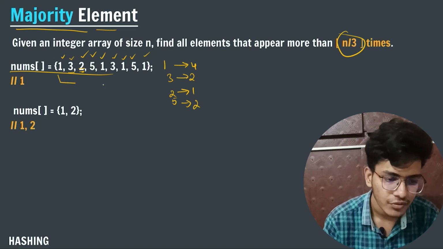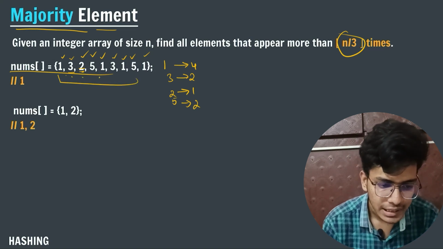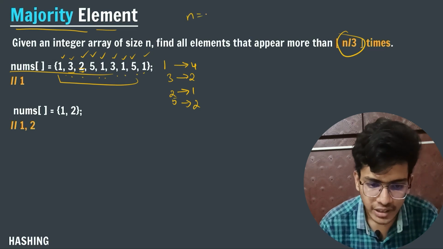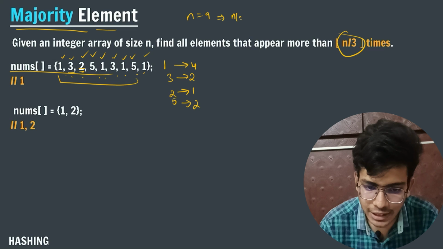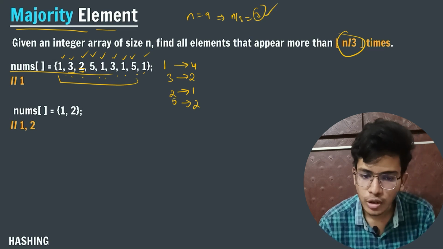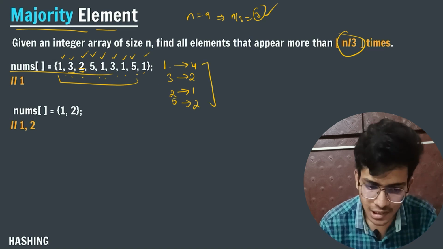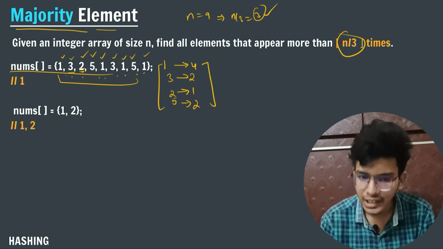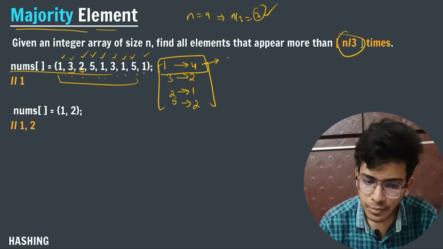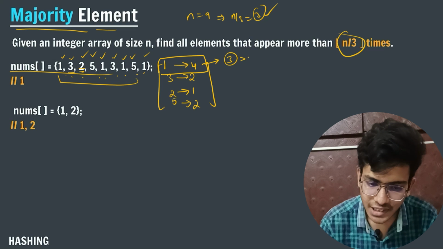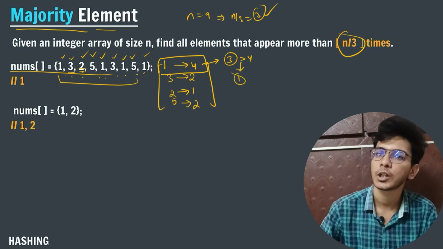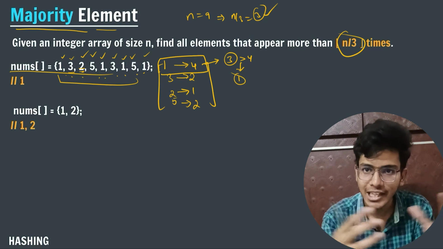Now the size of this array is 1, 2, 3, 4, 5, 6, 7, 8, 9. So n is 9 and n by 3 will be 3. I need to print an element which has occurred more than 3 times. You can see that among the occurrences of the different elements, only one element, that is 1, has occurred more than 3 times. So I will print that element on my output screen. This is the basic ask of my question.